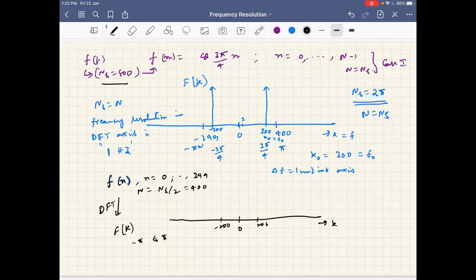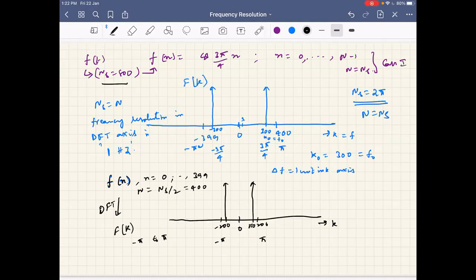But this should represent minus pi to pi. Since it has to represent minus pi to pi, shrinking of the frequency axis will happen. So the peaks will come at roughly minus 150 and 150, close to minus 150 and 150.